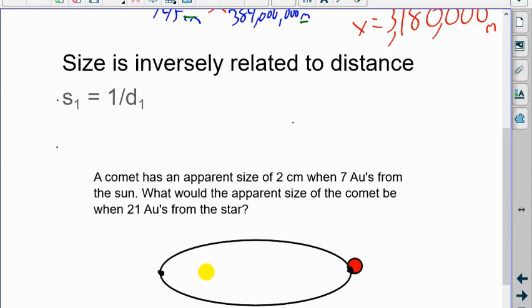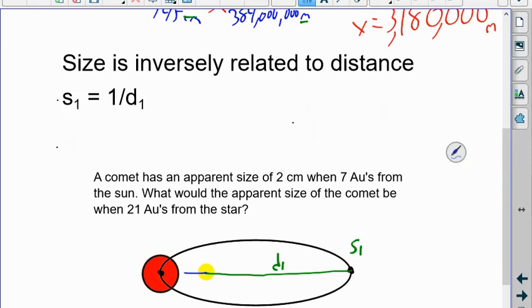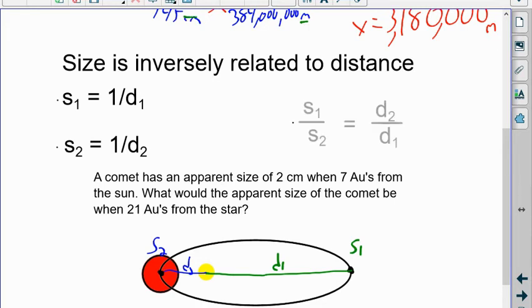So I could write the formula like this: the size in position 1 is inversely related to its distance. In other words, if I call this D1, this would be S1. And then coming over here, if I call this D2, this would be S2. And S2, like S1, is inversely related to the distance. To combine these two, it would look like this.